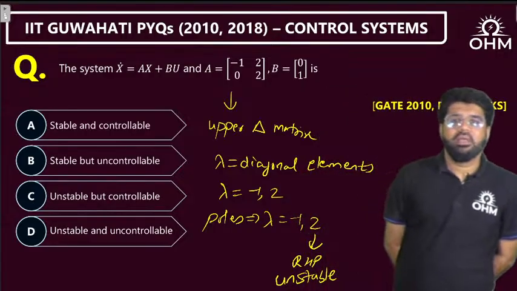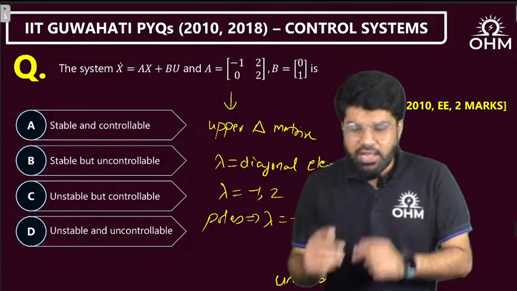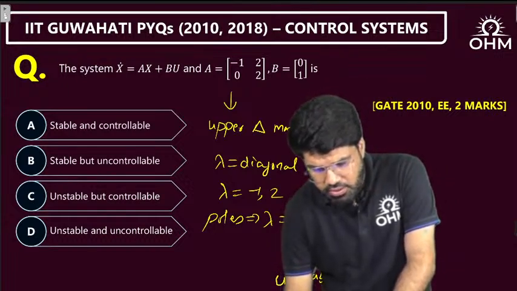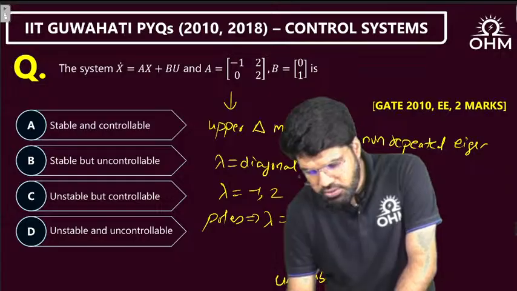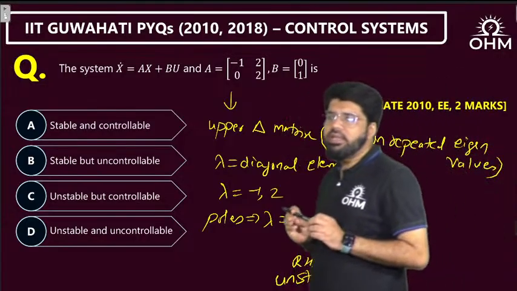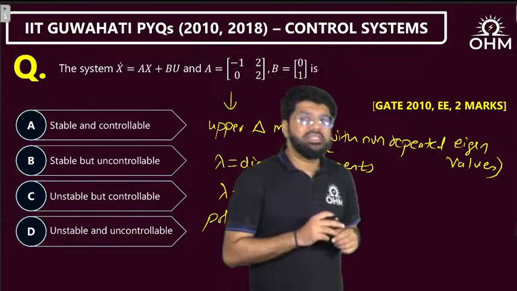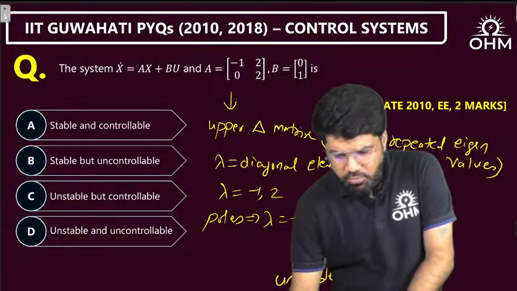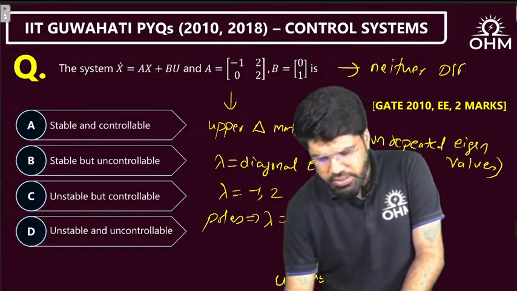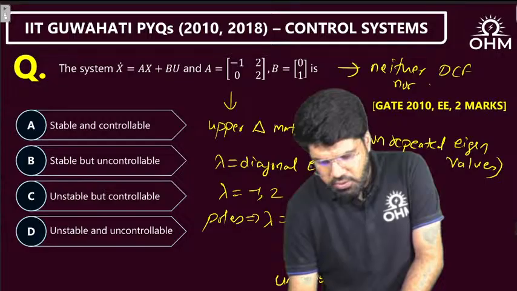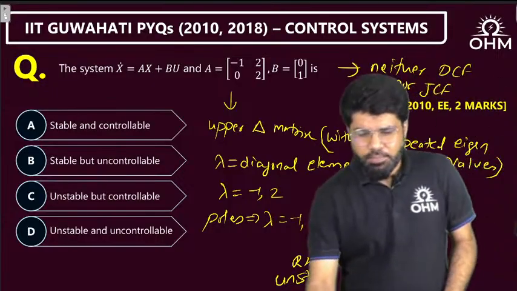Controllability: Kalman's test. You cannot apply Gilbert's test. If it is an upper triangular matrix having repeated eigenvalues, then it is Jordan canonical form, and DCF, diagonal canonical form, is a diagonal matrix with non-repeated values. The given model is neither DCF, that is very sure, nor JCF. So you cannot apply the very simple Gilbert's test, which is only for DCF and JCF. So for controllability, you have to apply Kalman's test.